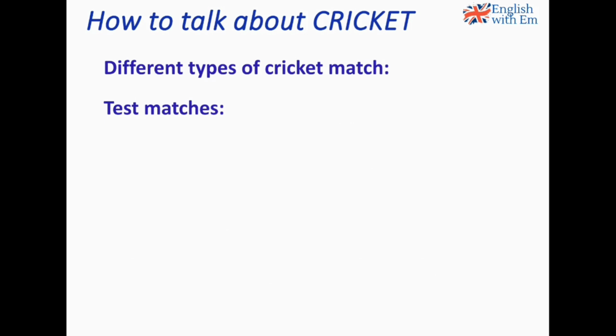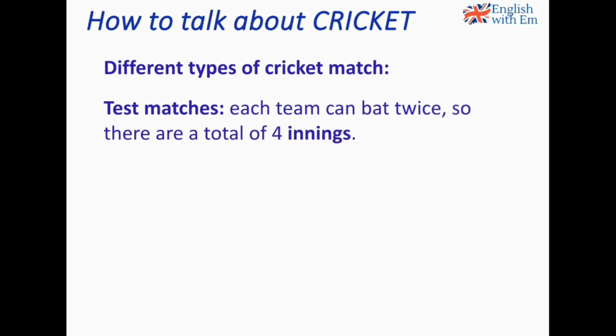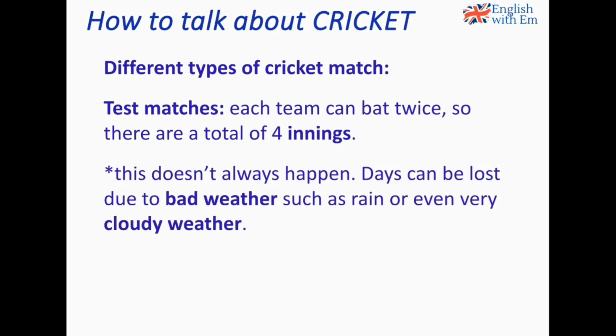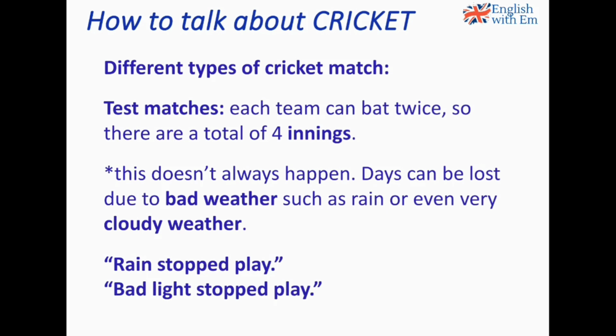So let's talk about test matches. Each team can bat twice, so there are a total of 4 innings. This doesn't always happen because days can be lost due to bad weather, such as rain or even very cloudy weather. If a match is stopped because of rain, they say rain stopped play. And if it's stopped due to cloudy weather, bad light stopped play.